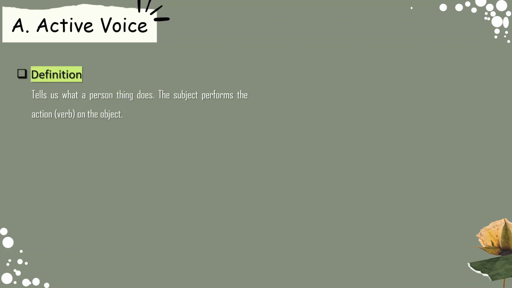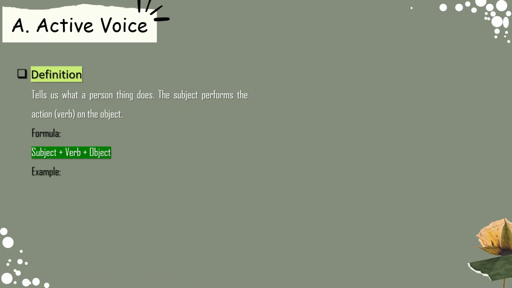The first subtopic is active voice. Definition: active voice tells us what a person does. The subject performs the action, which is the verb, on the object. And this is the formula: subject plus verb plus object.